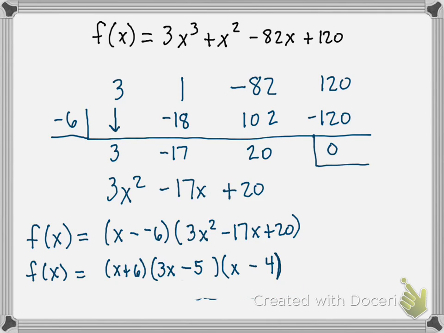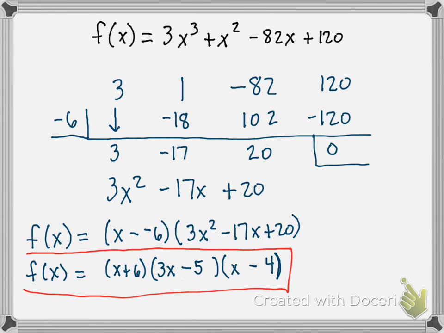Now again, with factoring, our operation here is multiplication. Order does not matter. So you can have these three factors written in any order that you would like. But the three linear factors are x plus 6, 3x minus 5, and x minus 4.